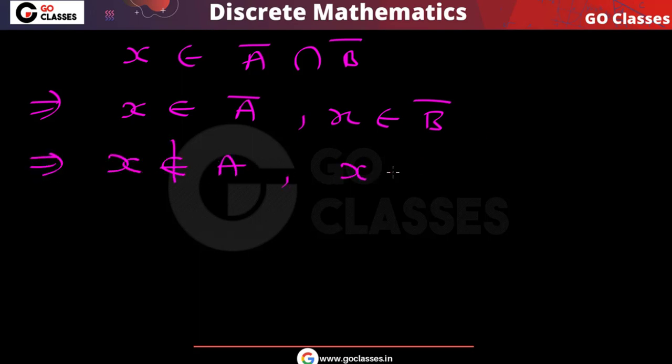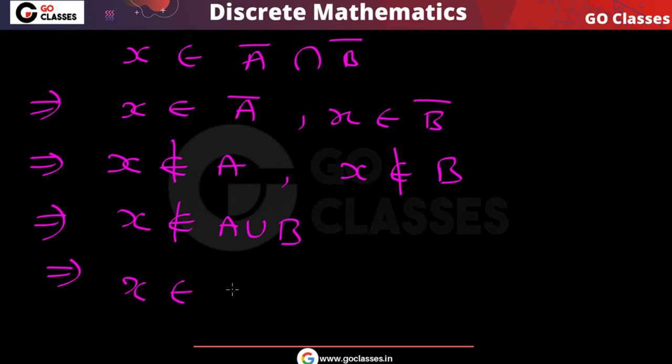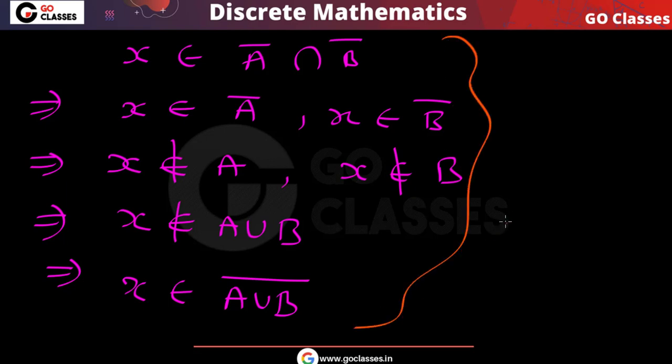X is in B complement, it means x does not belong to B. So x does not belong to A and x does not belong to B, so I can say x does not belong to A union B. X does not belong to A union B, it means x belongs to A union B complement. So this is the idea. From here we have proven that A complement intersection B complement is a subset of A union B complement.